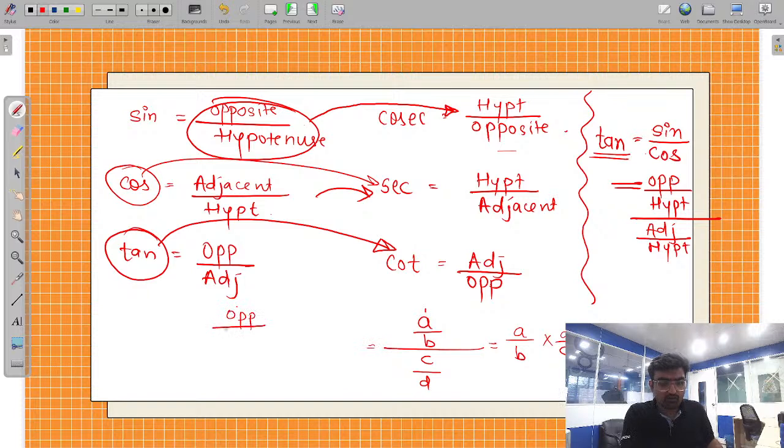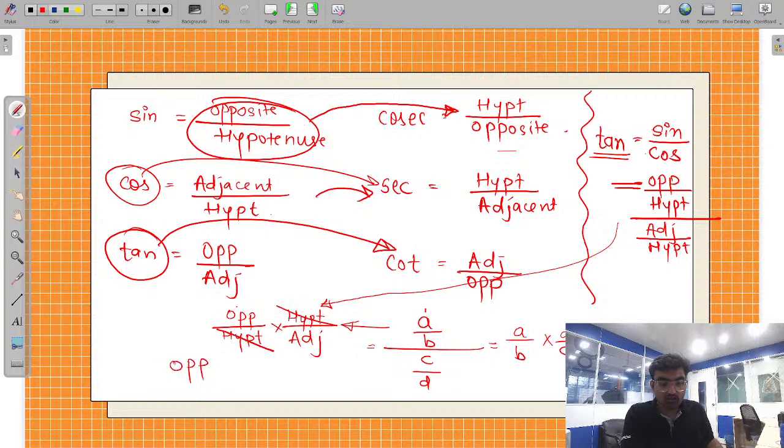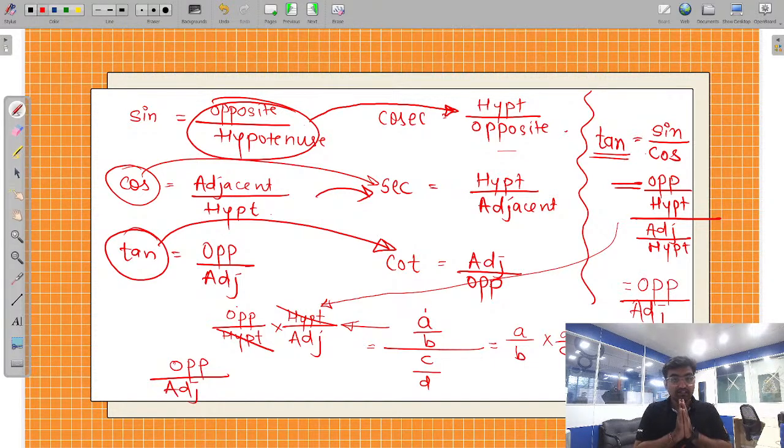Opposite upon hypotenuse into, expanding here using this formula, hypotenuse upon adjacent side. Hypotenuse both get cancelled, and what do we get? Opposite upon adjacent. Got it? So in the end we got tan as opposite upon adjacent too. Clear? Hope you are understanding this. If you have any doubt, you can ask me.